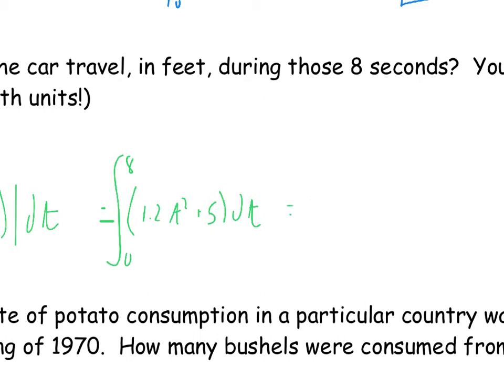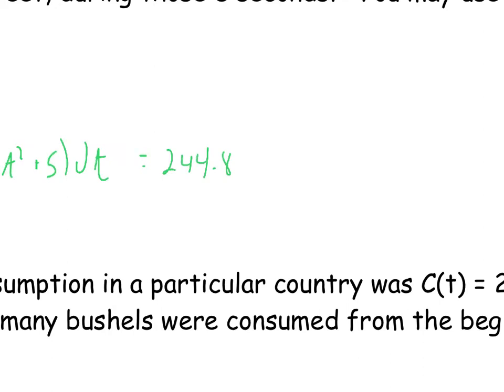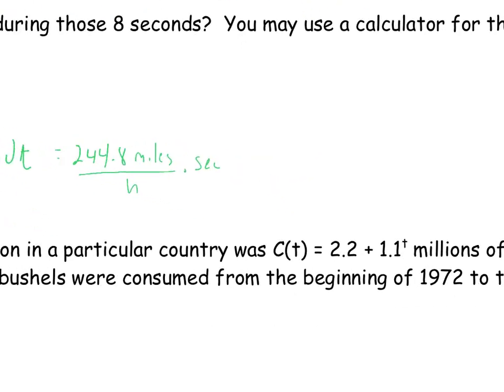And you get 244.8. Now remember, when you do an integral, you're calculating areas, and so you're multiplying units together. Our first unit, like the velocity unit, was miles per hour. So right now we have units of miles per hour, and then the time was measured in seconds, so it's miles per hour times seconds, which of course is not a value that makes much sense to us, so we got to convert these units.